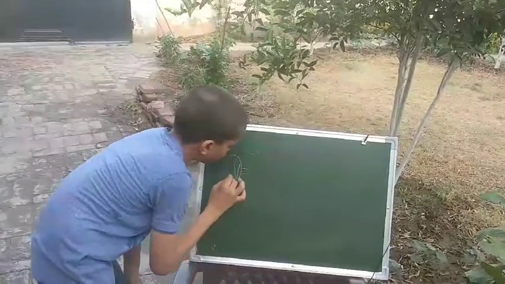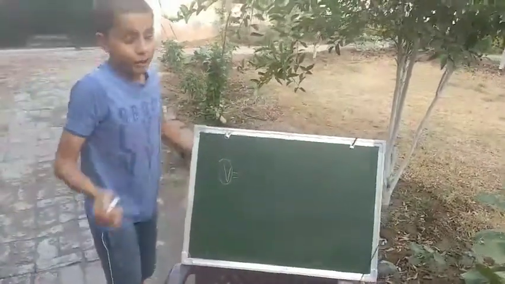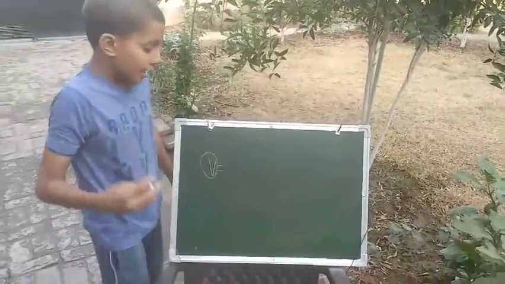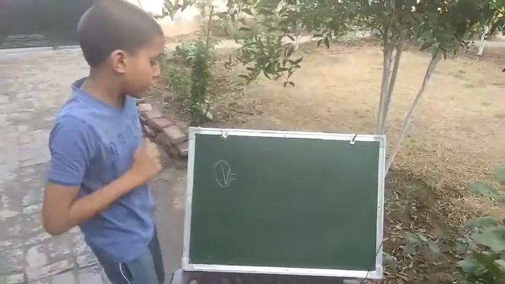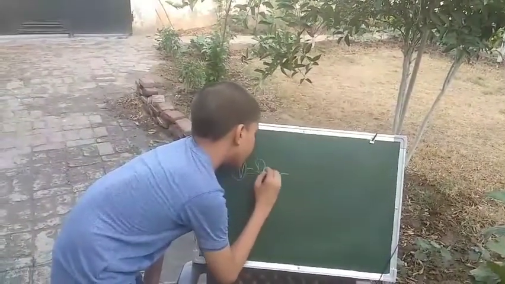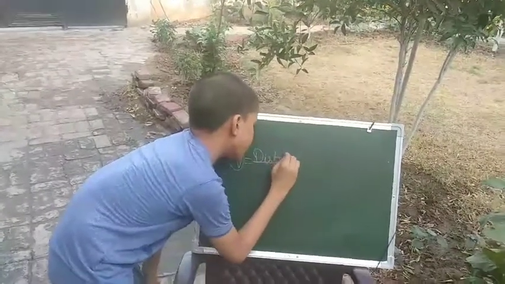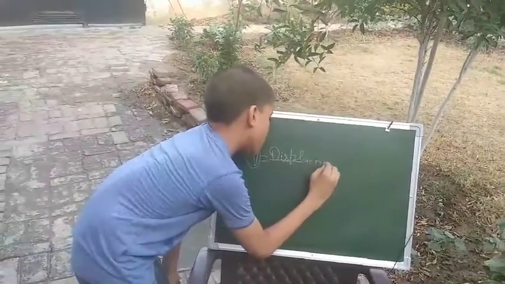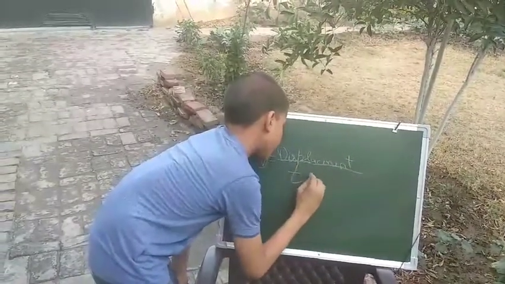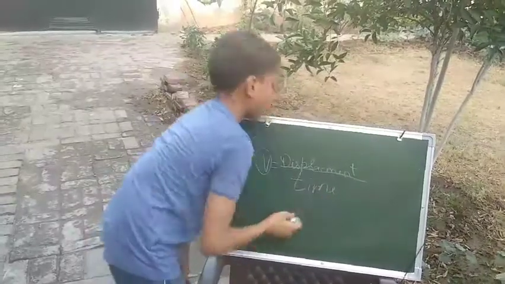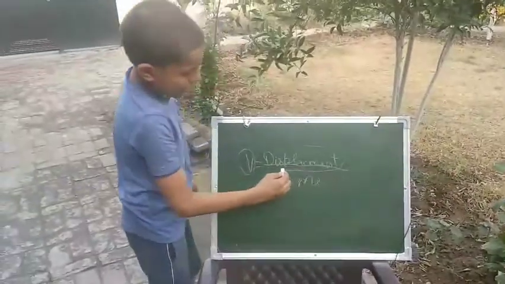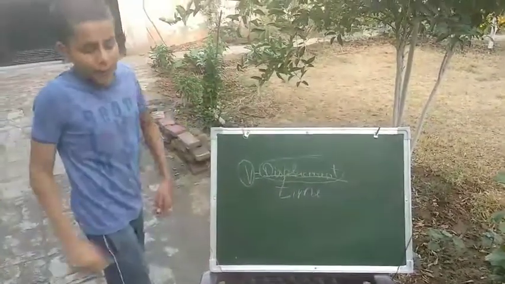What is the meaning of this v? We are talking about mean velocity. It is a short form, a symbol of velocity. So v is equal to displacement over time. Okay, how much time taken, and displacement. What does this mean, displacement?